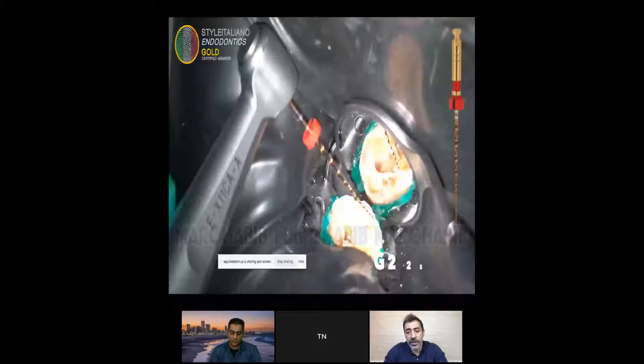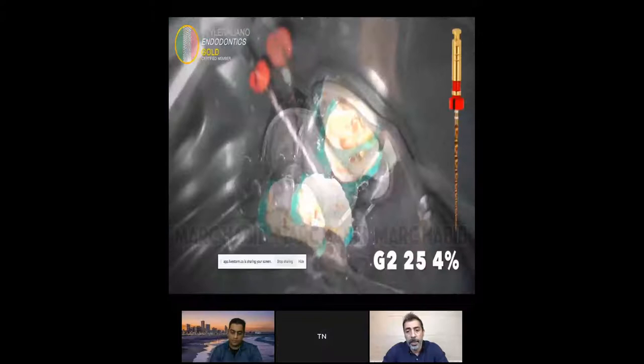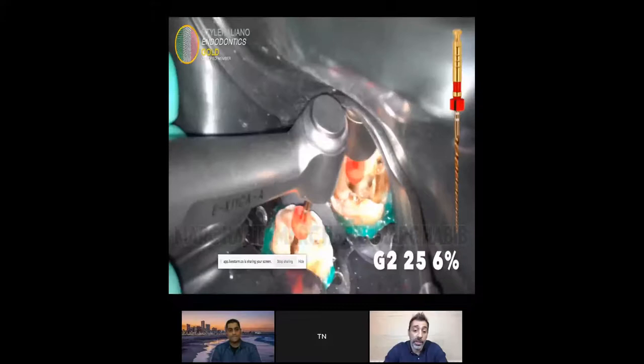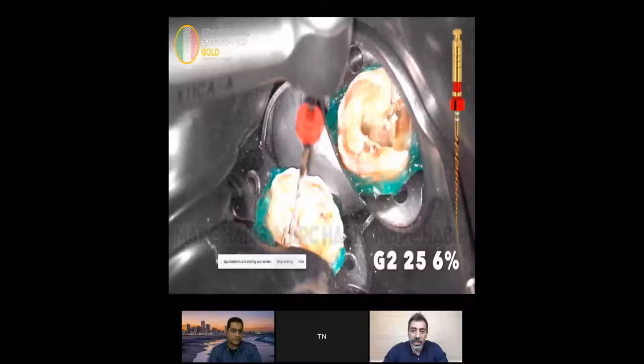I'm going to use my G2 in the distal canal. I can see it's very loose, so I'm going to switch to the mesial canals, the mesiobuccal and the mesiolingual canal. Once I have that, I am going to take the G2 25.6% for the distal canal, because at the beginning the G2 4% was loose. You can see the debris on the file, so the file is engaged in the distal canal, so it's cutting. So I can continue with it. And if I decide to continue on the mesial canals, I can do as well.